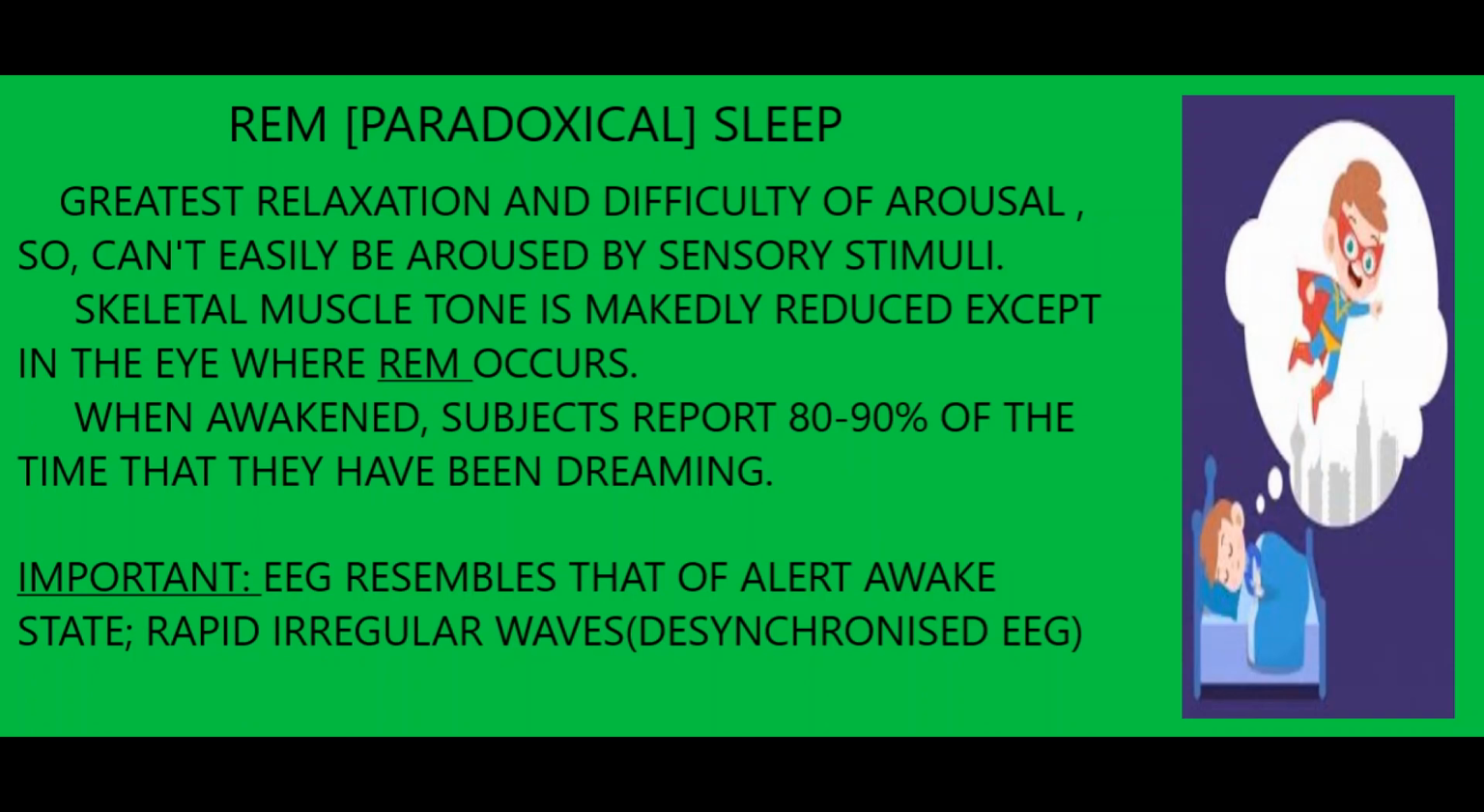This is an important point in the REM sleep. The most important point is the EEG shows that there are rapid irregular waves and there is an alert and awake state in the patient. That is why the patient is dreaming in his subconscious mind.